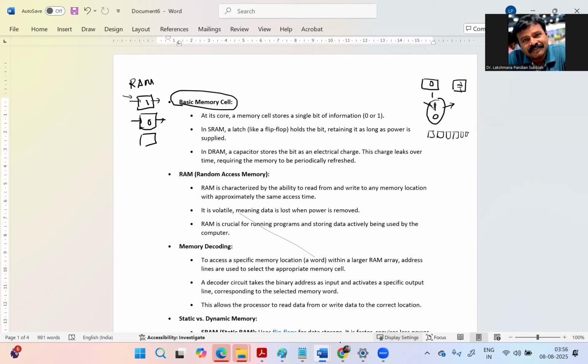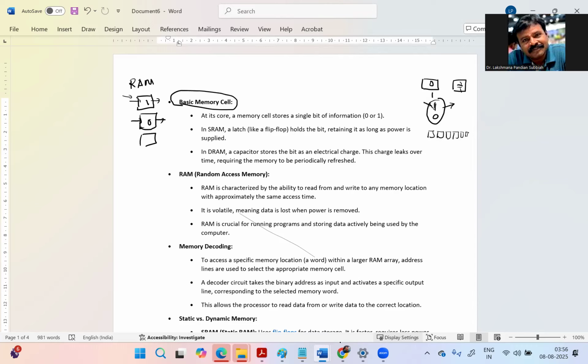Now, the static RAM is designed through a latch. A latch means something like an SR flip flop, or some other device, that can hold one bit of information, and we have an array of such cells.